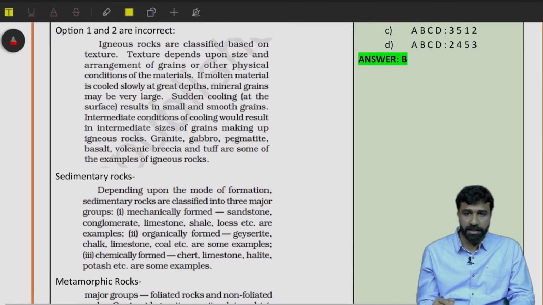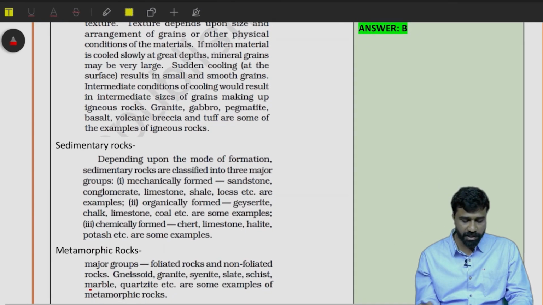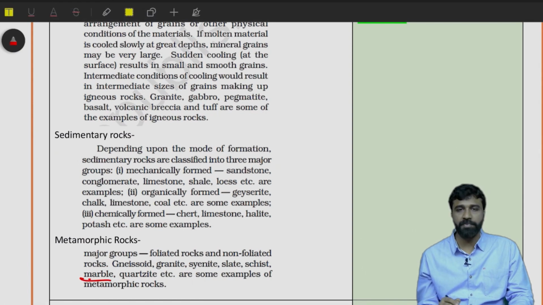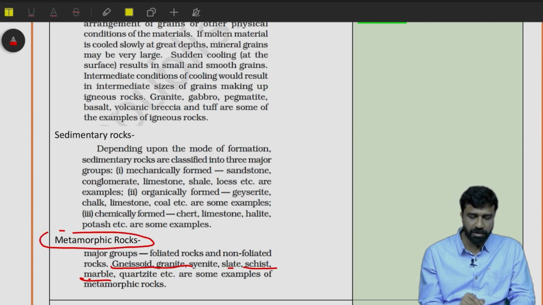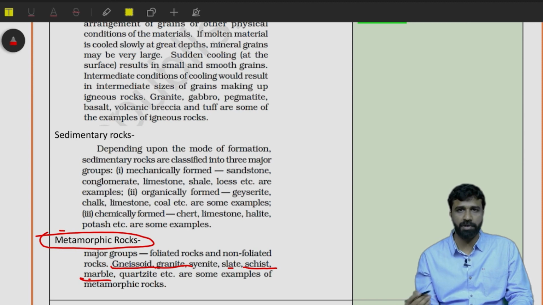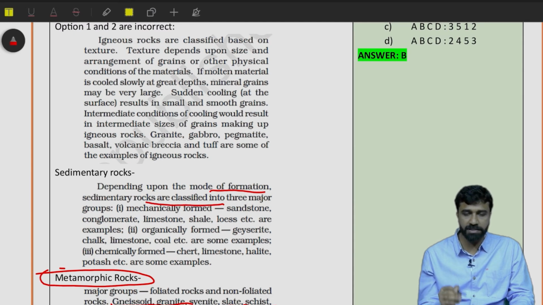Suppose, for example, the limestone will transform into marble, and similarly the clay, which is a sedimentary rock, will transform into slate. So gneiss, granite, all are part of these metamorphic rocks formed out of igneous and sedimentary rocks. And depending upon the mode of formation only, the sedimentary rocks are classified into 3 categories.